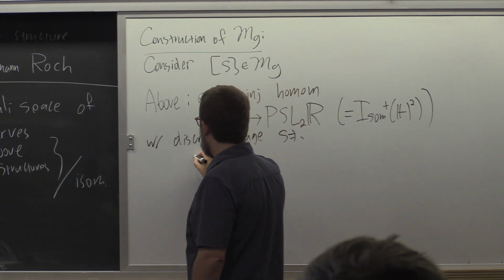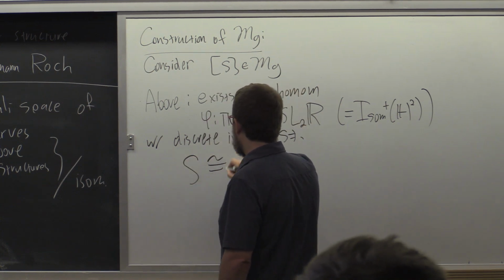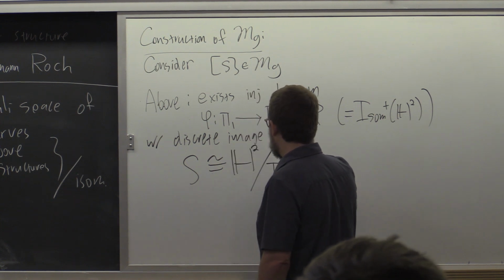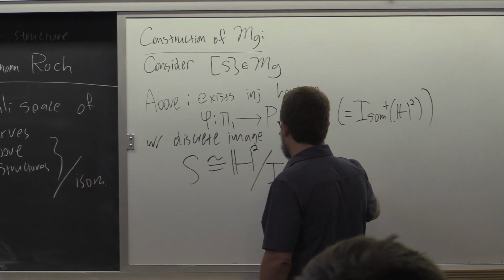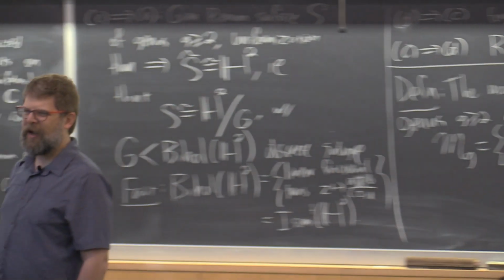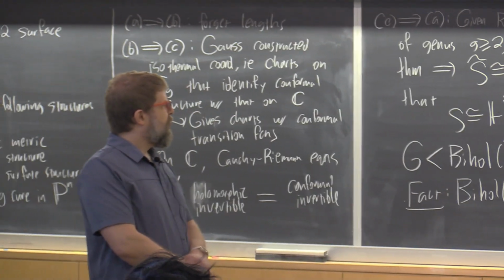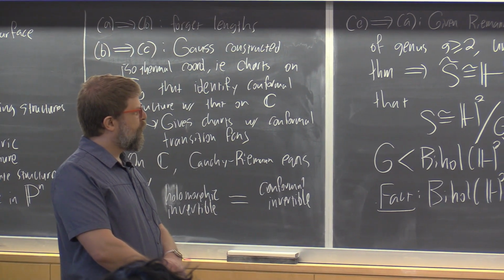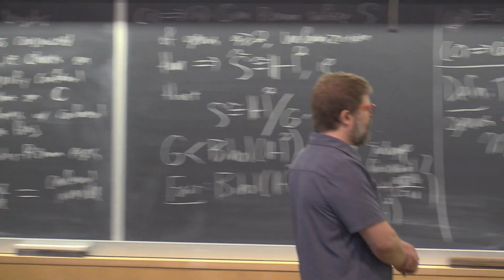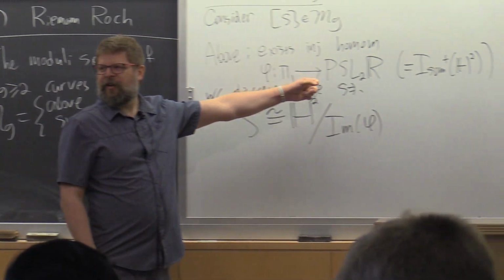Such that S is isomorphic to the quotient of the upper half plane by the image of phi, so the image of the surface group. Okay? So we now have a construction of them. Every point inside M_G can be constructed from one of these representations.